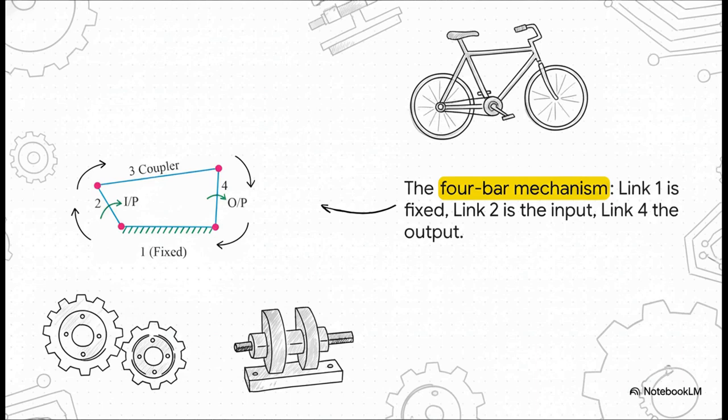So link 1, that's our frame. It's bolted down, it's not going anywhere. Link 2 is our input, what we call the crank. When we turn that crank, it pushes on link 3, the coupler, which then drives link 4, our output. It's simple, it's elegant, and it's the foundation for a staggering number of machines.